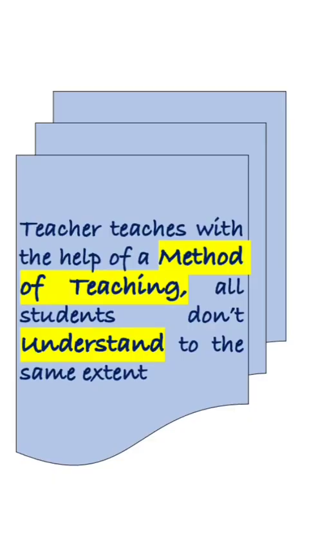Let's take an example. In a classroom, a teacher is teaching with the help of a teaching method. All the students don't understand to the same extent by that teaching method. So in this, understanding is the dependent variable. Understanding depends upon the method of teaching that the teacher is using in the classroom. So the method of teaching is the independent variable and understanding is the dependent variable.